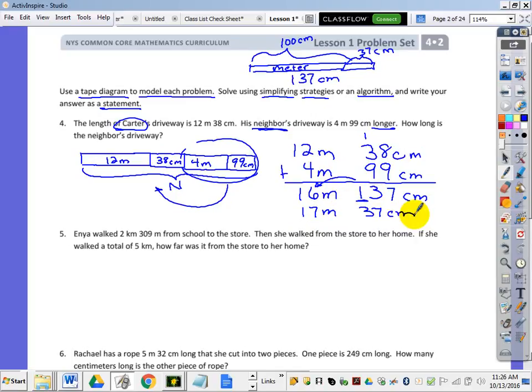If you wanted to convert it all to centimeters, it would be an interesting number, and I don't really want to. I'm going to call it 17 meters, 37 centimeters. I would start my sentence over here and leave my answer here.